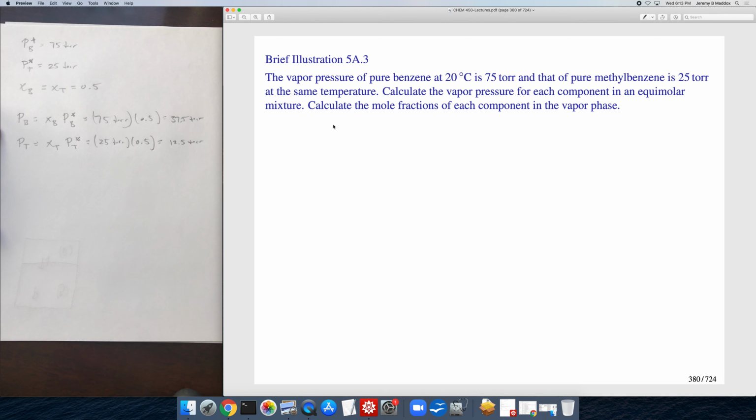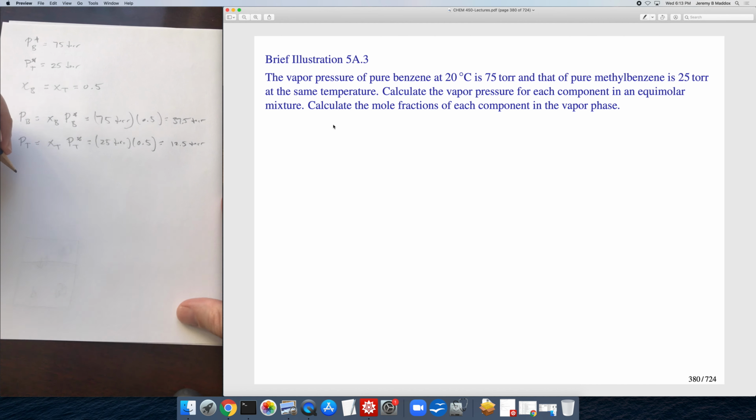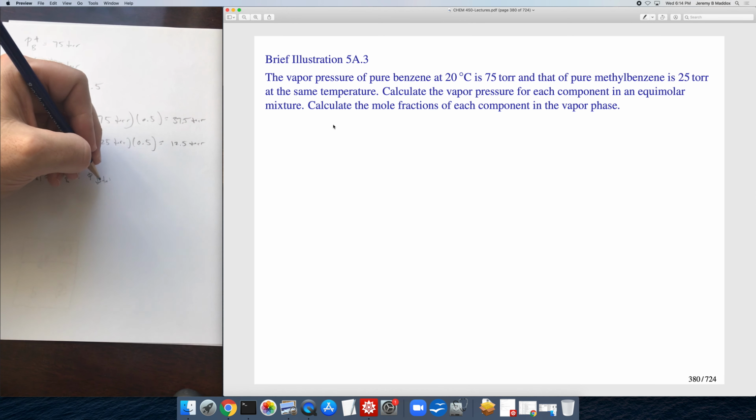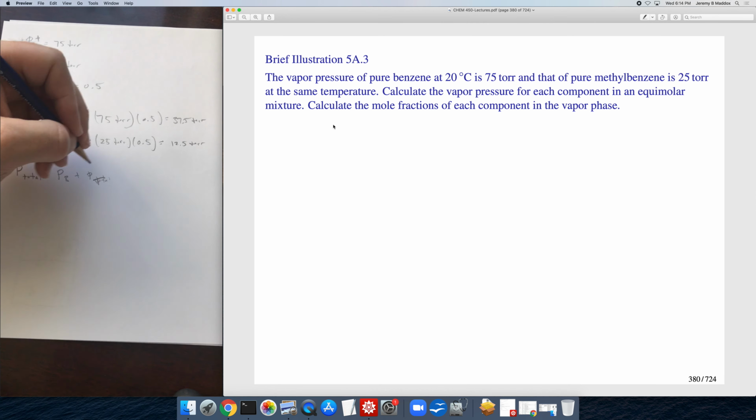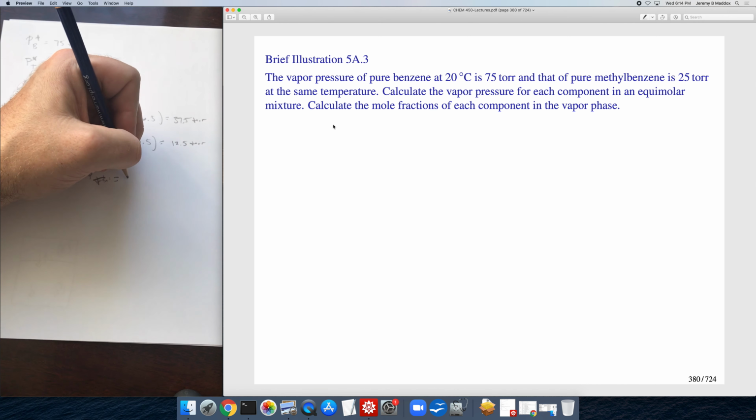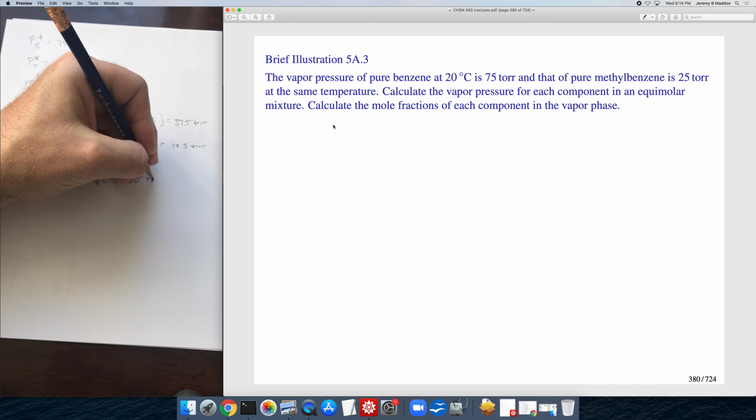What would be the total vapor pressure of the solution? The total is PB plus PT. So 50 torrs.